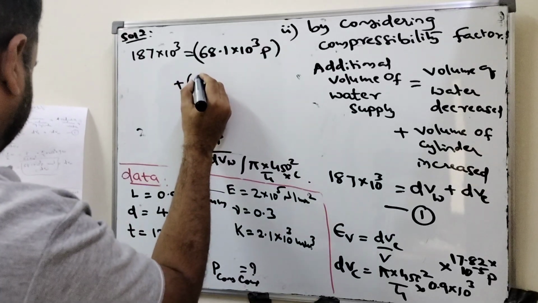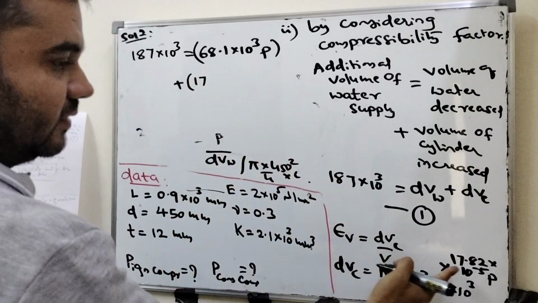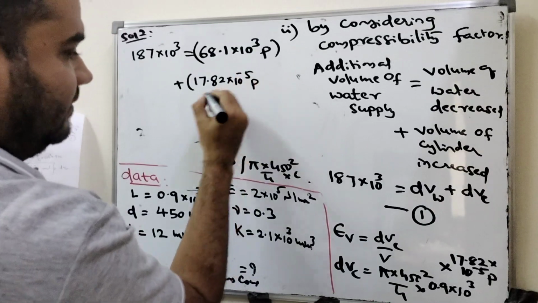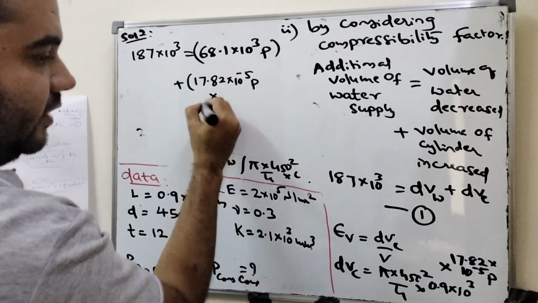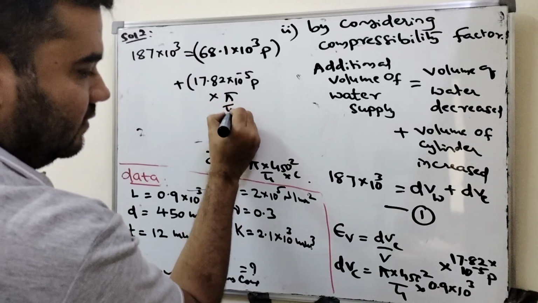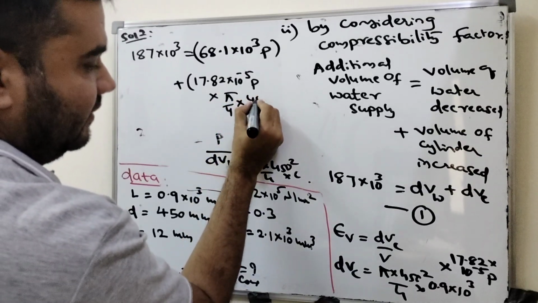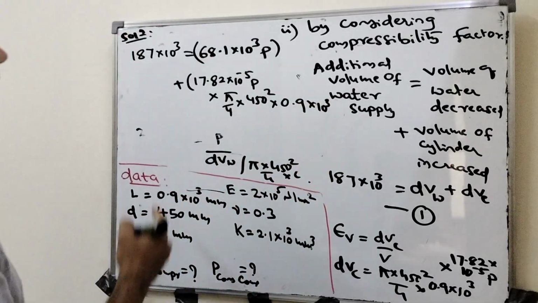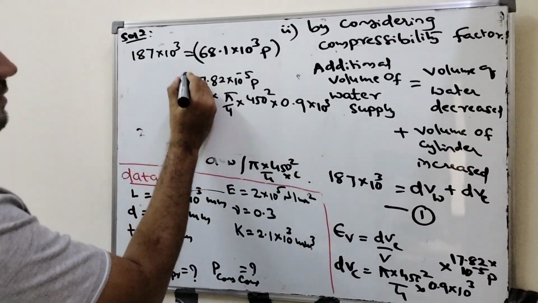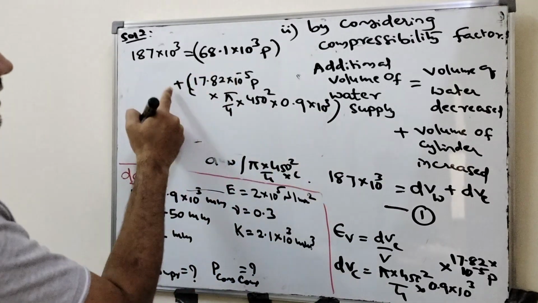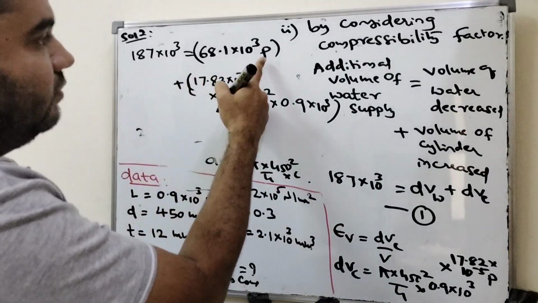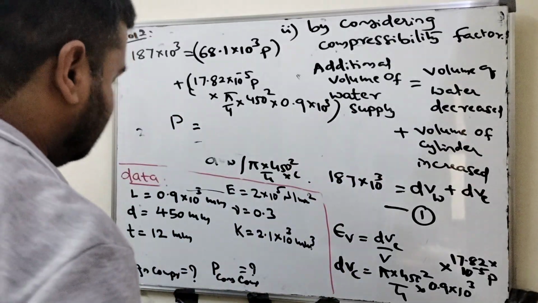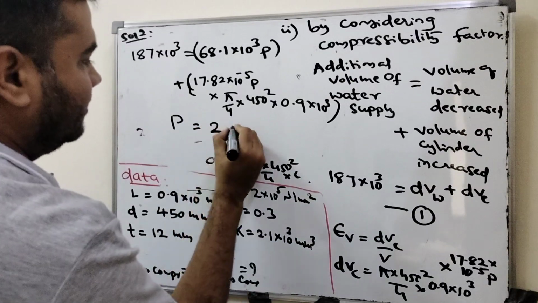Now substitute 17.82 into 10 raised to minus 5 P, into pi by 4, into 450 square, into 0.9 into 10 raised to 3. One is one factor and this one is the other factor; you have to add them. If you do this, only one unknown remains, that is P. Find the P due to the compressible factor here. Finally you will get 2 MPa, 2 Newton per mm square.